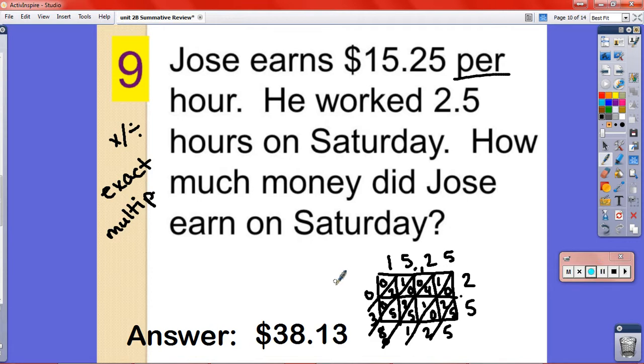Oh, and the reason that it's because we're talking money, how much money did he make? So you can't make $38 and 125 thousandths. So what you do is you cut off just the money part, but then you use the leftover to tell you should you round up or down. Should you round up or should you let it go? And 5, this says round up, so you round up to 38.13. Bam.